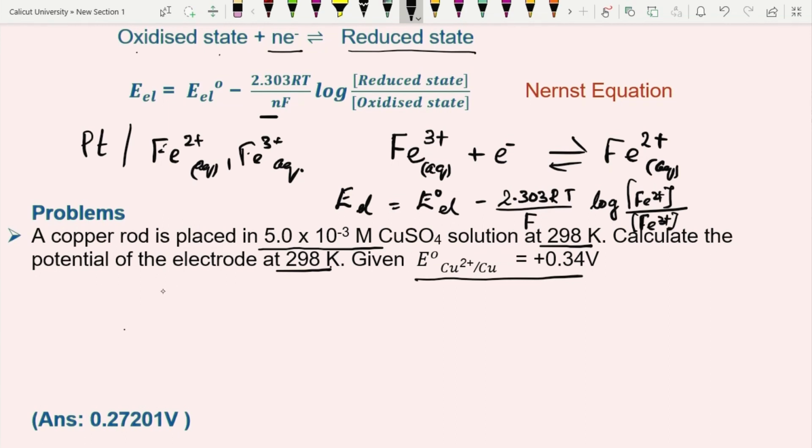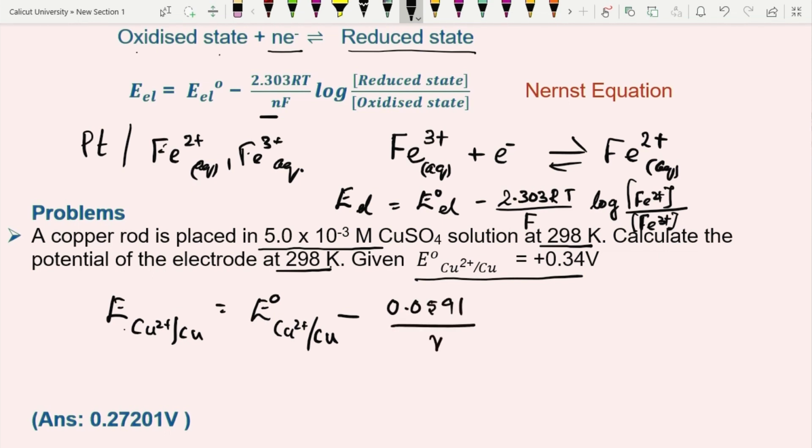So, I will put the Nernst equation as E of copper 2+ copper is equal to E naught of copper 2+ copper minus, since the temperature is given as 298, we can use the value 0.0591 divided by n log concentration of copper, that is the reduced state, divided by concentration of copper 2+.